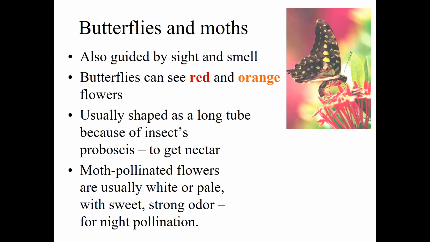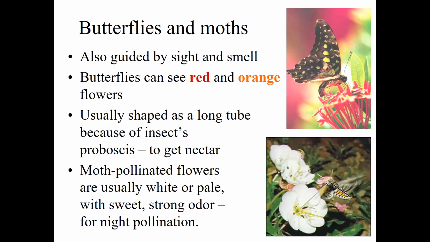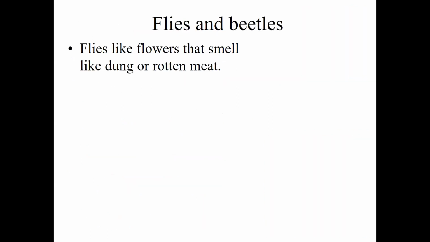Moth-pollinated flowers are usually white or pale with sweet or strong odor for night pollination. So night pollination usually happens by the moths. Here you can see white and pale color. Flies, and most of the white flowers, blossom at night and they have a strong smell.